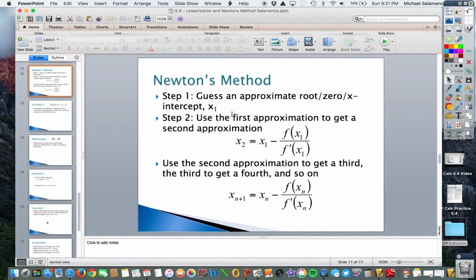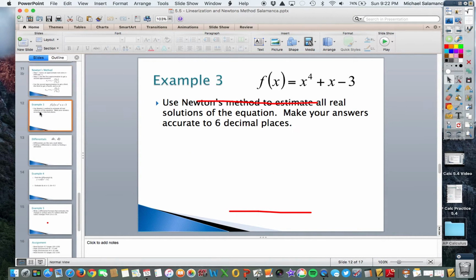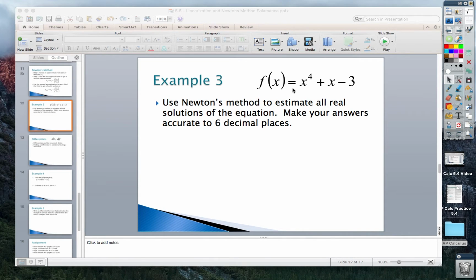So, Newton's method says step 1, we're going to guess an approximate root, or x-intercept. We're going to use the first approximation to get a second approximation, and use the second approximation to get the third, and so on. So the important part to notice here is that we're going to use this formula given the function that we're given. But step 1 is the most important. We're going to guess an approximate root. So it could be any number you want, but the closer to the number, the better it is going to be for you, because the less time it's going to take for us to find that solution. So let's go ahead and look at example 3 here.